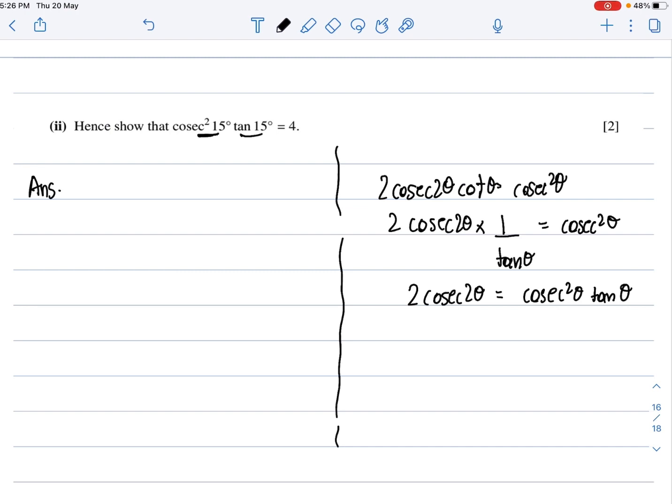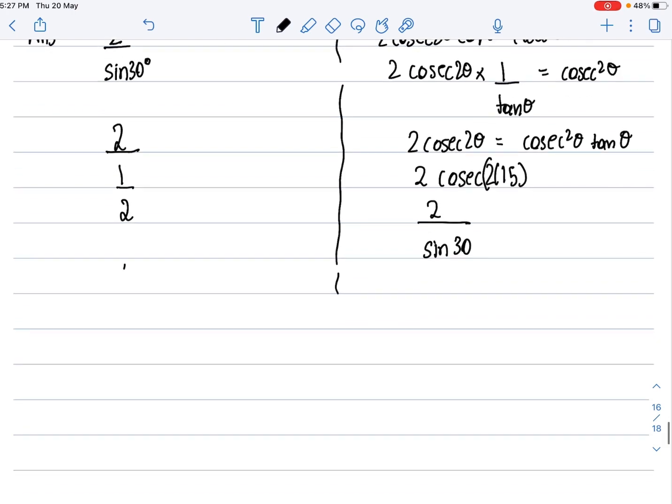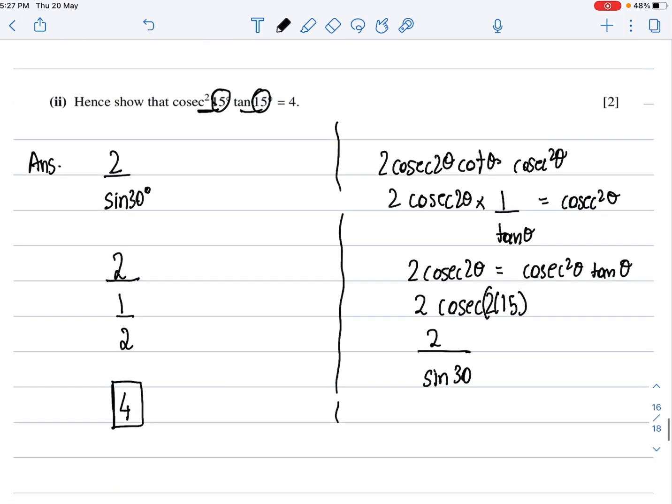Okay? Now instead of theta, put 15. So I'll basically get this as 2 cosec 2 into 15. Okay? So I can write this as 2 over, I know cosec is 1 over sine. So 2 over sine. Now 2 into 15 is 30. So now I can write this as 2 over sine 30 degrees. I know that sine 30 degrees is half. Correct? And 2 over half is simply 4, which is the final answer of my question. Okay? Needs simple derivation to get the answer.